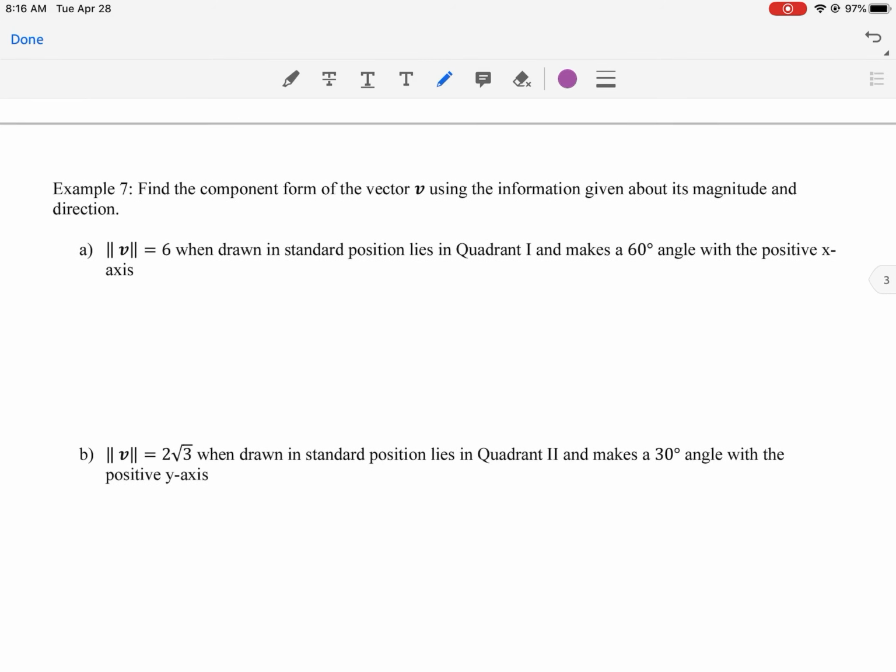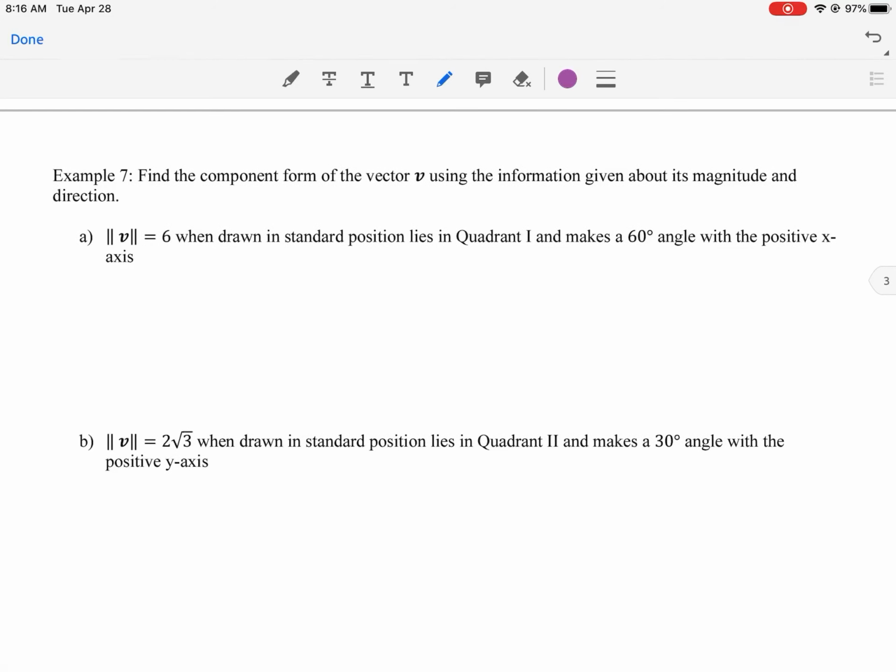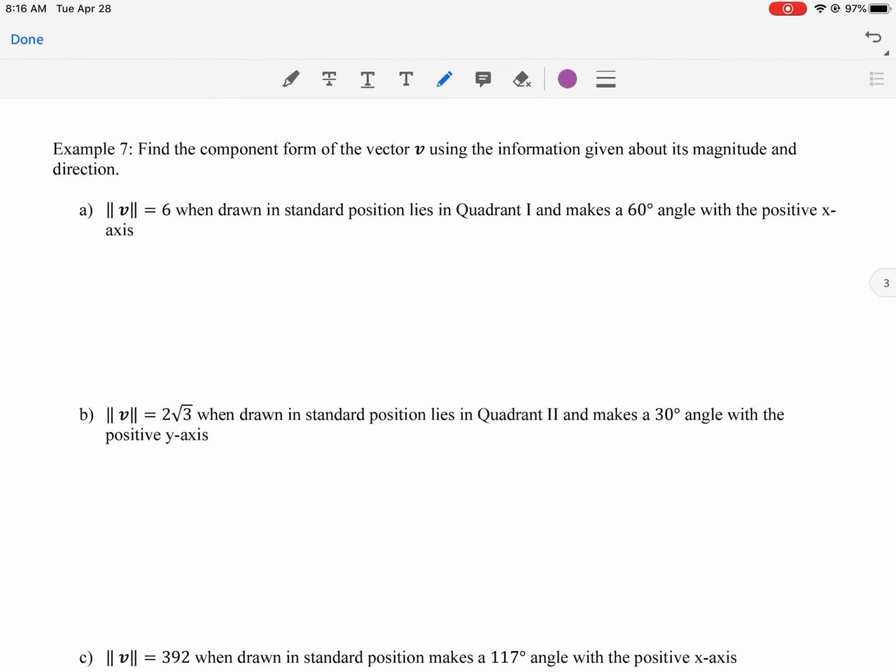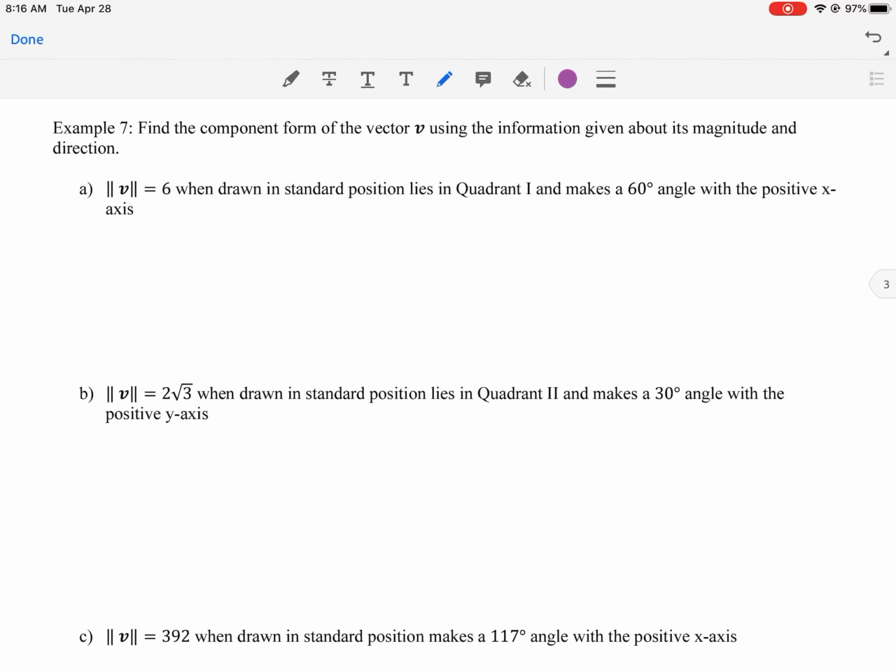Okay, so now let's look at relating it more back to what we have been doing with trig. It says, find the component form of vector v using the information about its magnitude and direction. So here they're telling you this vector has a magnitude of 6, so that means it has a length of 6. It lies in standard position, in quadrant 1, with a 60-degree angle on the positive x-axis. So we're talking about this triangle, right?